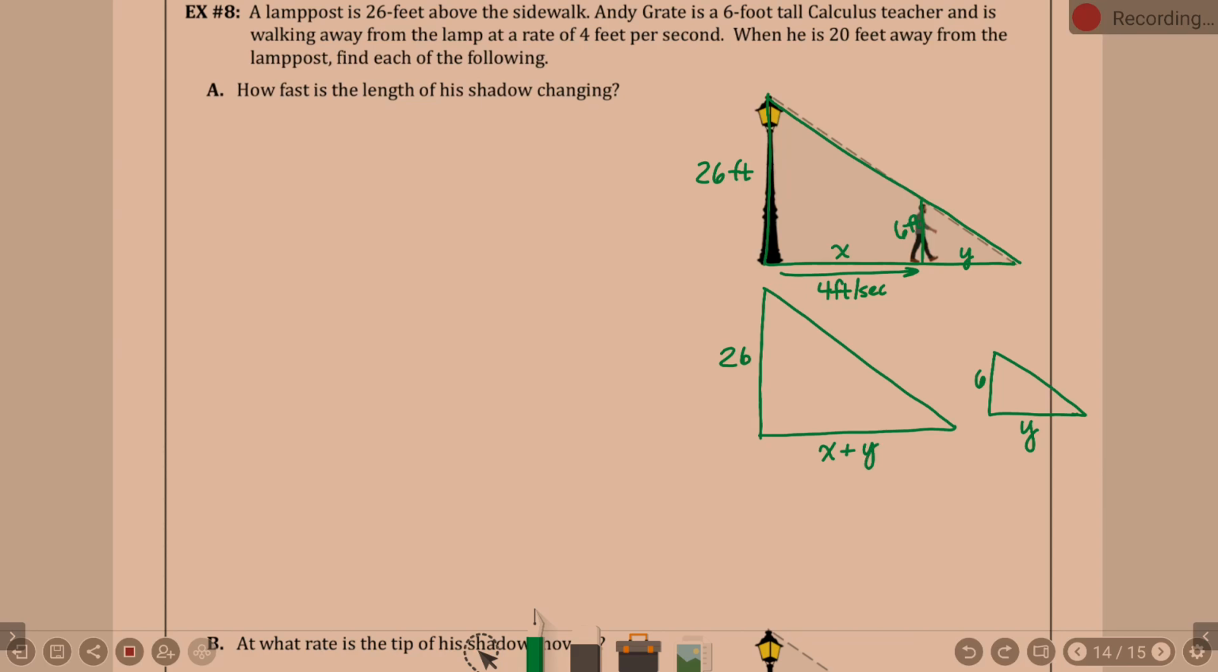Now, with that in mind, can you set up, for instance, 26 from the big over 6 from the small equals x plus y from the big over y from the small. That's kind of your setup you can look at there. Okay? Hopefully that gives you a little bit of an idea there. You can clean that up, get an equation out of it.